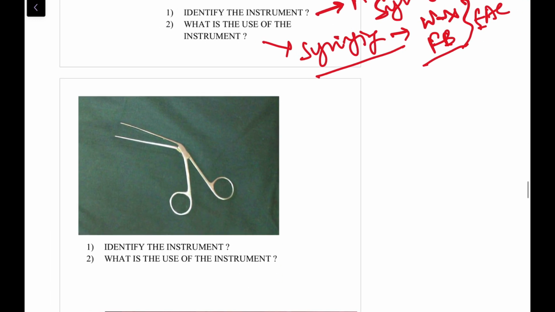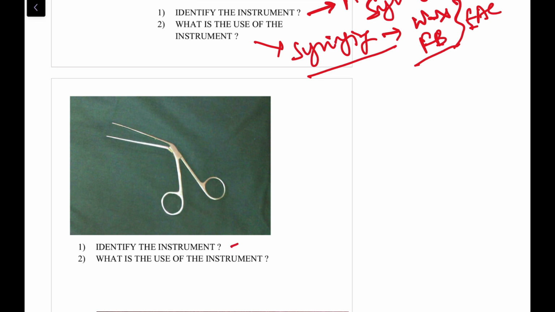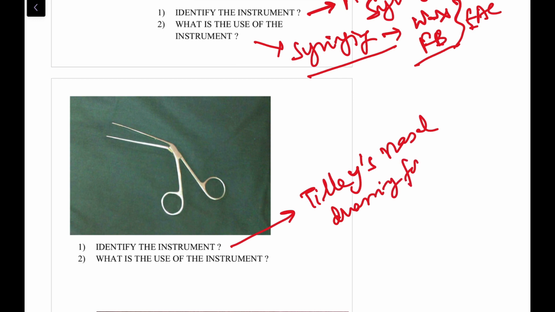Then coming to the next instrument, this is very important. This is Tilley's nasal dressing forceps. Why is this very important? Because you always have to differentiate it from a Hartmann's dressing forceps. As you can see, this part has no teeth in Tilley's forceps, no teeth. And an important thing to note here, there is no catch as well, although Hartmann's forceps also doesn't have any catch.